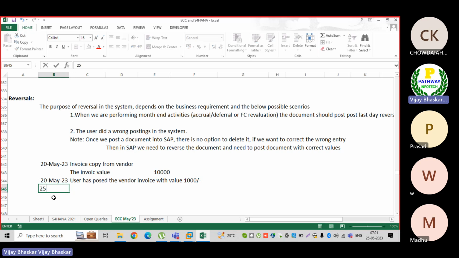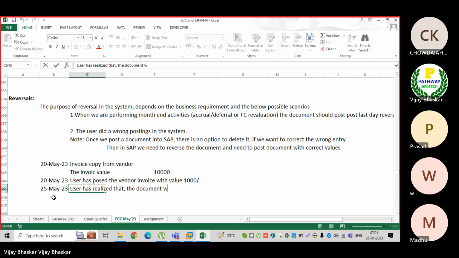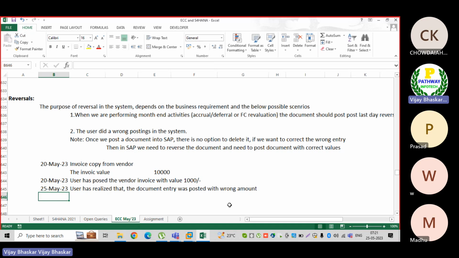Then on 25th of May 23rd, the user has realized that the document was posted wrongly. The document entry was posted with the wrong amount. What would be the solution here?